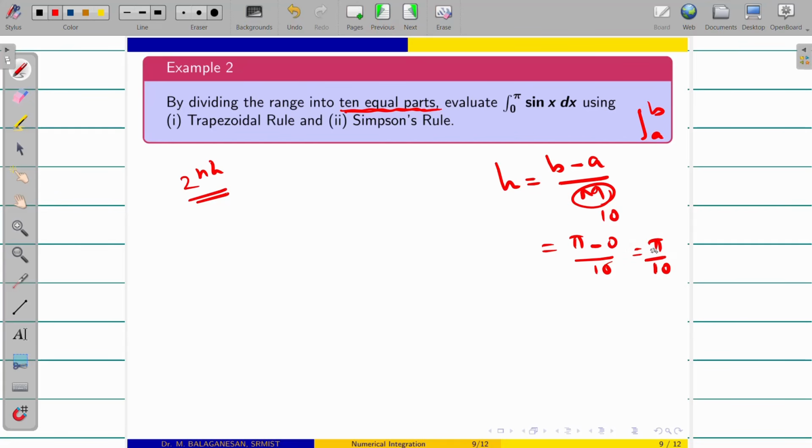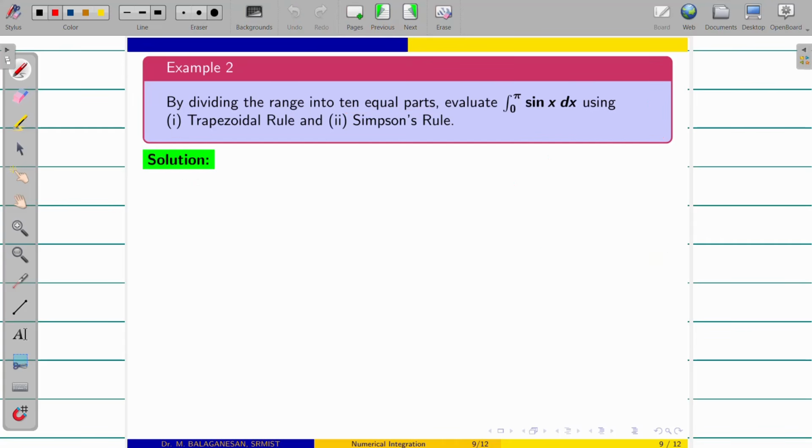If you use the calculator, it will give it in decimal places. If you want, you can solve like that. Or it is so easy: pi by 10 you can keep there. Then only when you're writing the values, it will be so easy. Right. Come to the problem now.